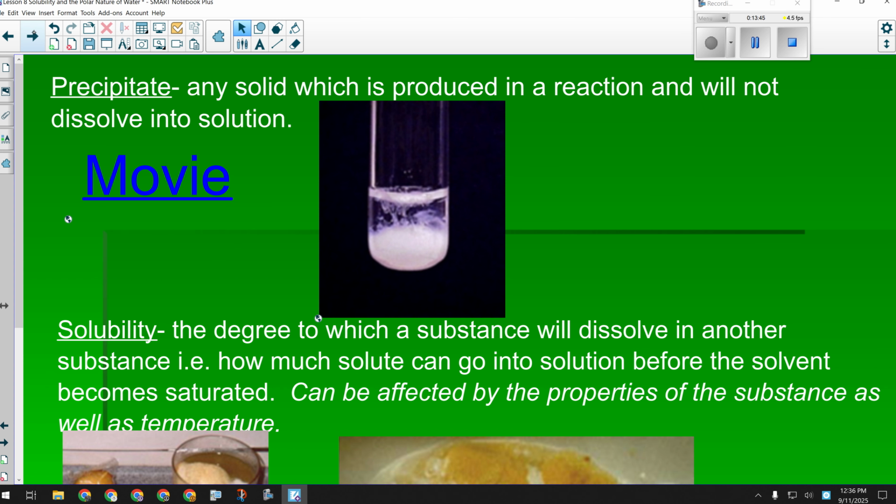Okay, now, precipitate. This definition is what I was telling you, this one you want to copy down. A precipitate is any solid produced in a reaction that will not dissolve. In other words, it will precipitate out. Okay, give you a minute to actually copy both of these terms down here. Okay, solubility definition, precipitate definition.